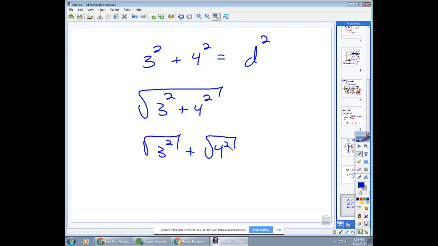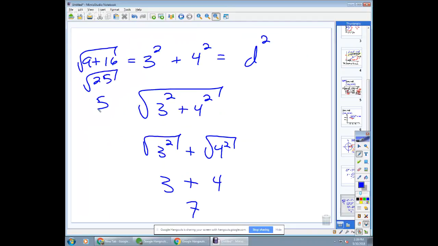What's the square root of 3 squared? It's just 3. 3 squared is 9, and the square root of 9 is 3. What's the square root of 4 squared? 4. What's 3 plus 4? Does that jive with what we think should happen? No. What's supposed to happen is this says square 3 and square 4, then add them up. That's going to give me 9 plus 16, which is really 25. And when I take the square root of 25, I should get 5, not 7.